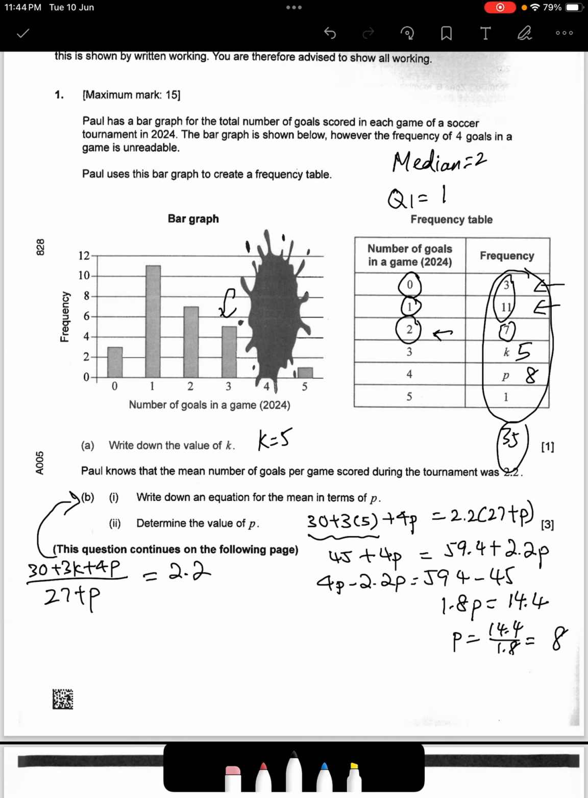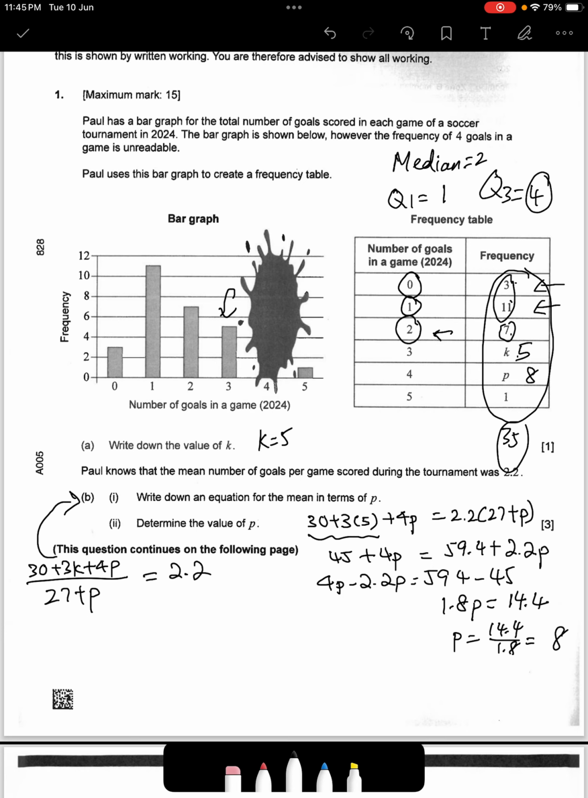So we're looking at from the 19th game to the 35th game. And if you find the midpoint between the 19th game and the 35th game, that's going to give you the 27th game. So if you add up, 3 plus 11 is 14, plus 7 is 21, plus 5 is 26. Now we know that the upper quartile is basically going to be 4 as well.